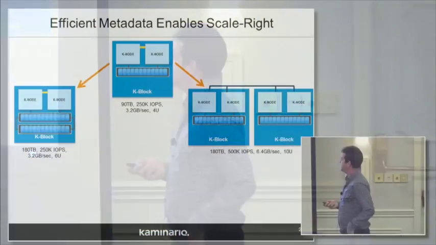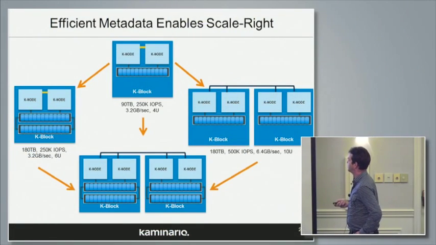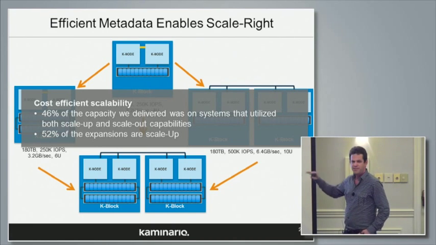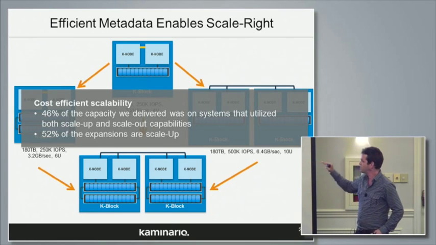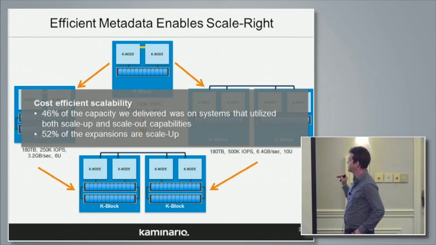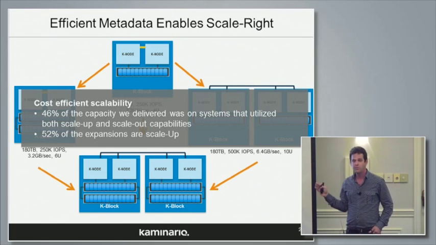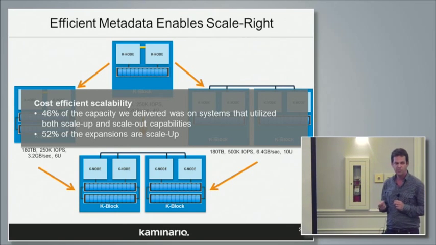Okay, some statistics. I think you know all this stuff already. This really matters to our customers. 46% of the capacity we deliver was on systems that utilized both scale up and scale out. These are systems with more than one K block, so it's 2 or more K blocks with more than one shelf per each K block.